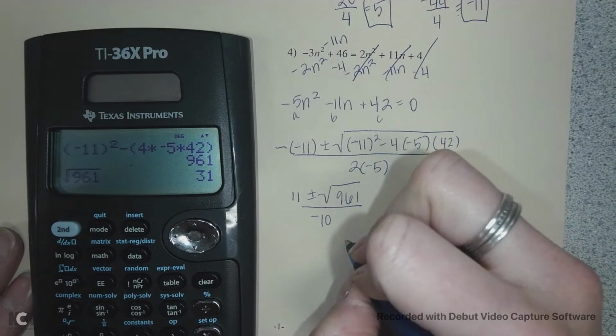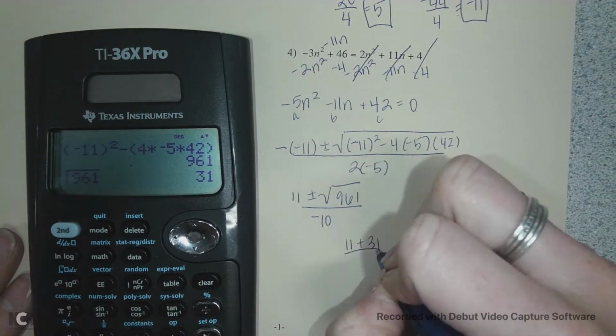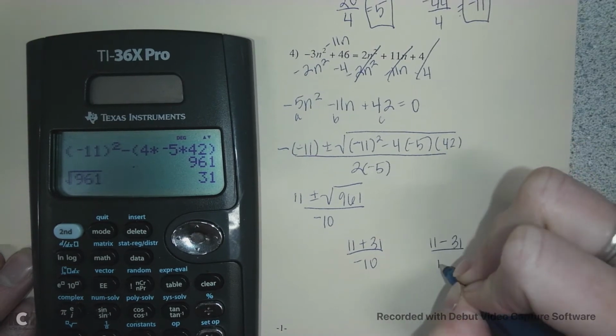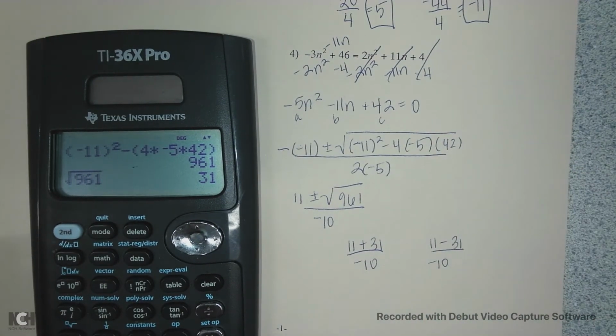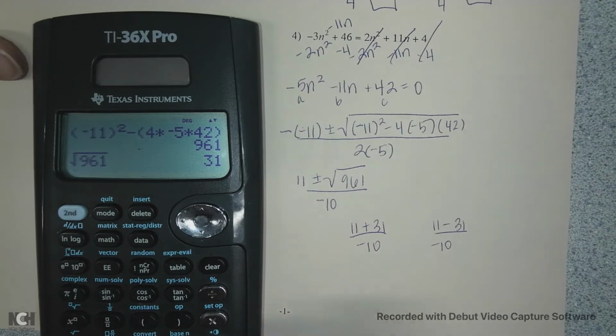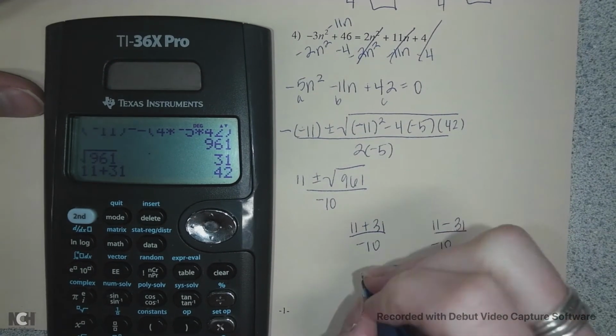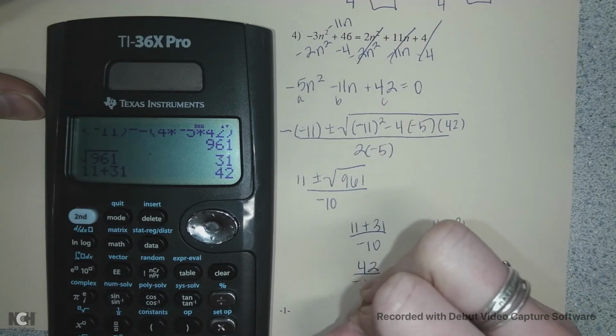So really, I have 11 plus 31 over negative 10, and 11 minus 31 over negative 10. Okay, then we simplify. 11 plus 31 is 42 over negative 10.